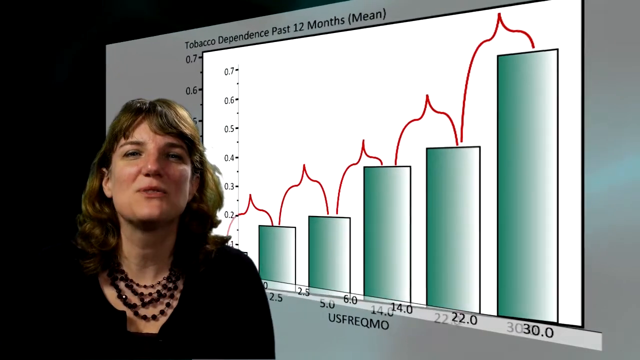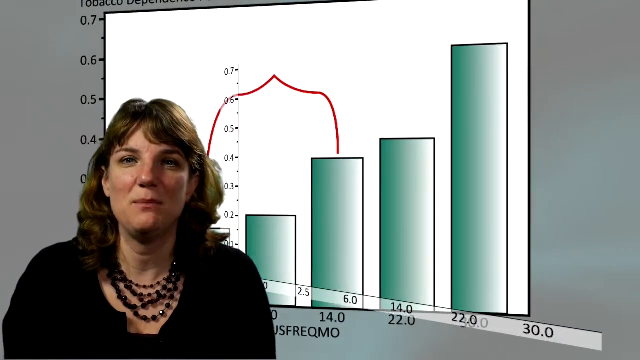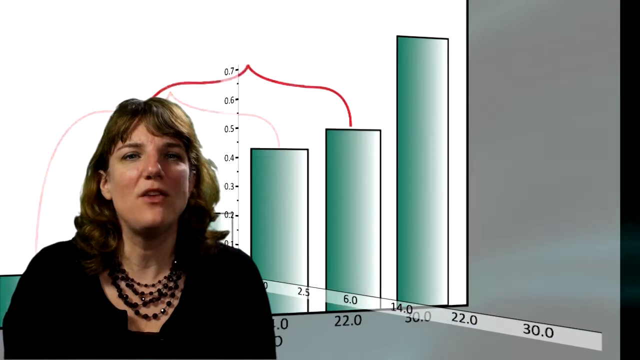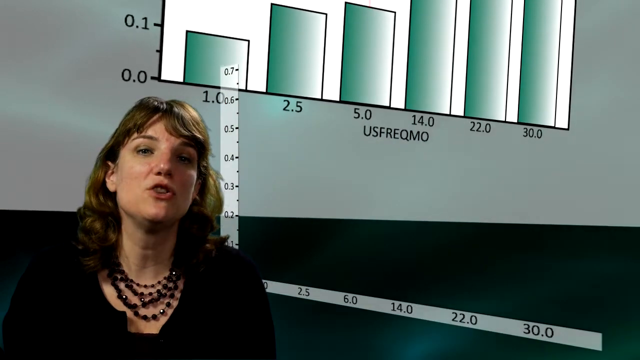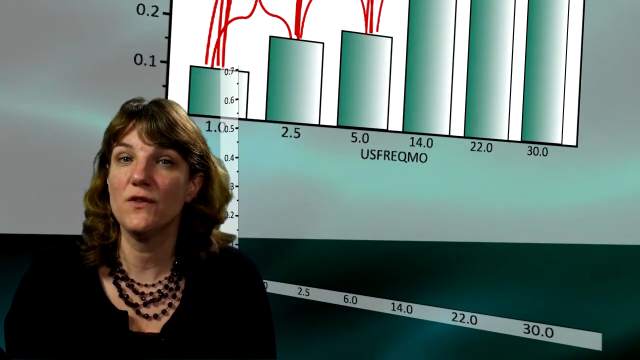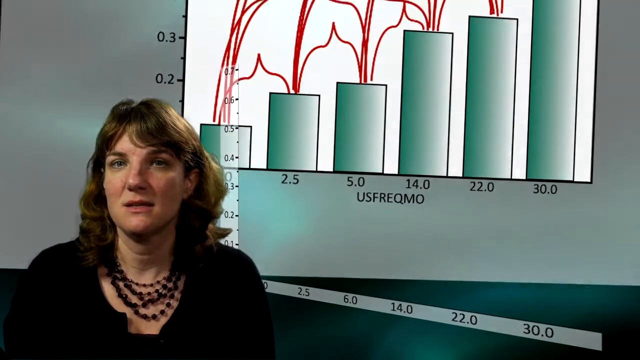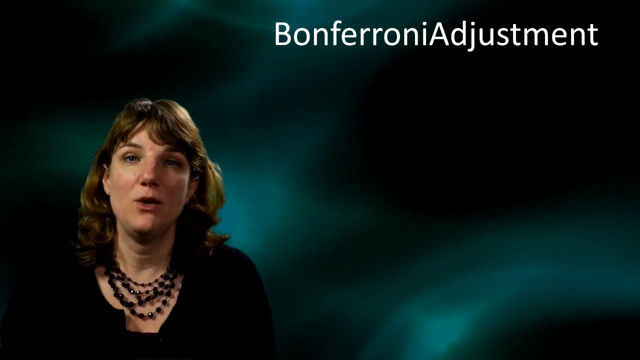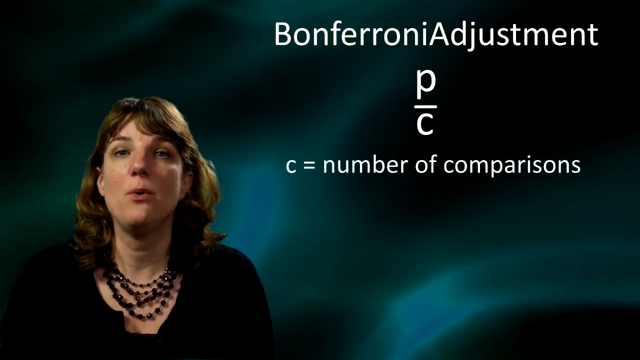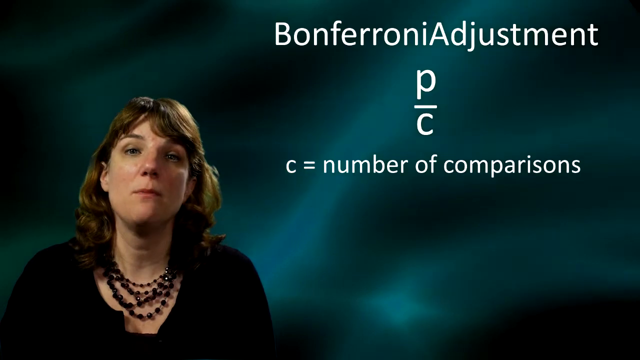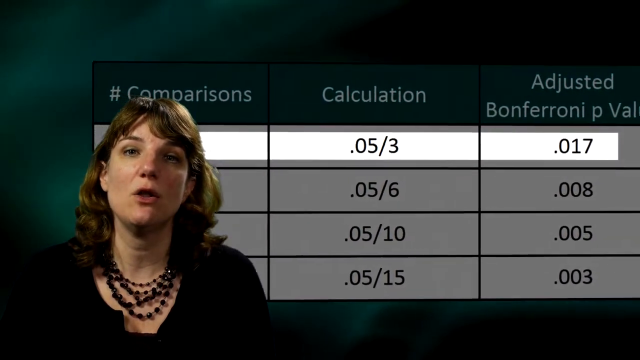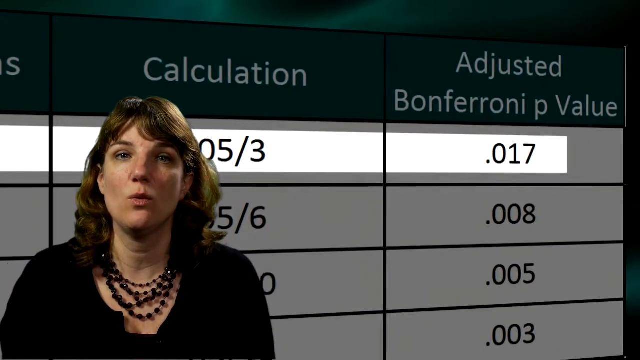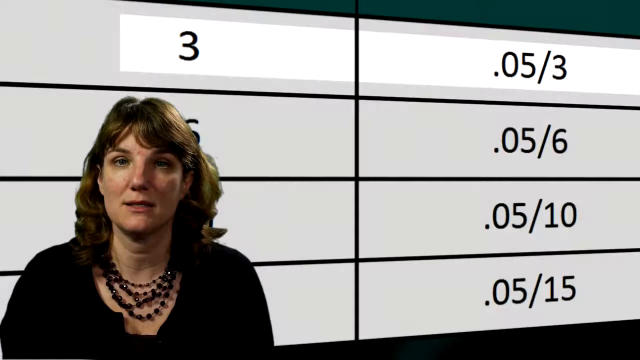Briefly, the process would be to conduct each of the 15 paired comparisons, but rather than evaluating significance at the p = .05 level, we would adjust the p-value to make it more difficult to reject the null hypothesis. The adjusted p-value is calculated by dividing .05 by the number of comparisons that we plan to make. So if we make 3 comparisons, we would only reject the null hypothesis if the p-value were 0.017 or less.